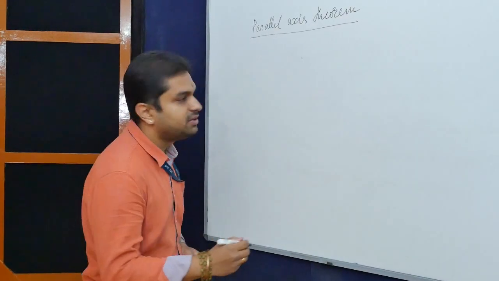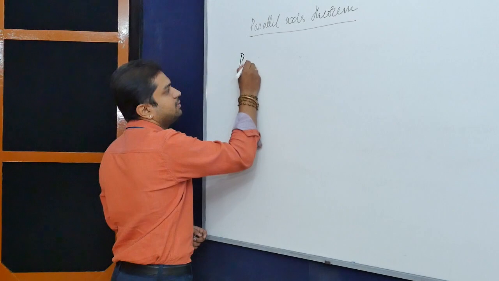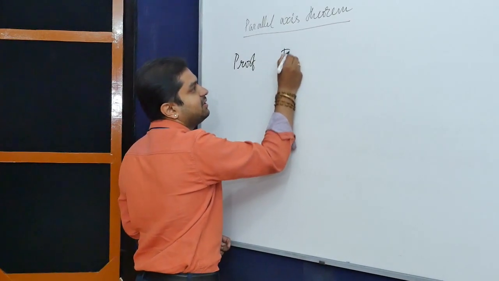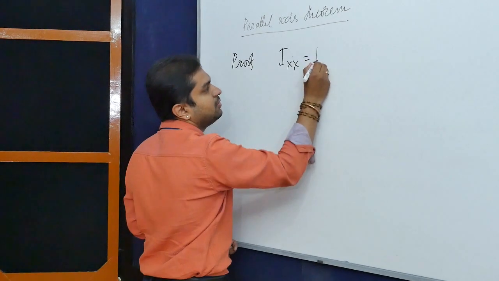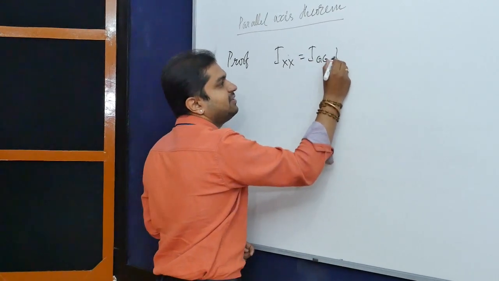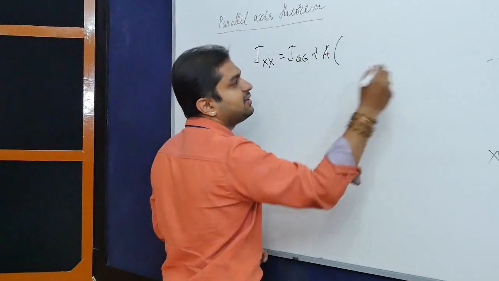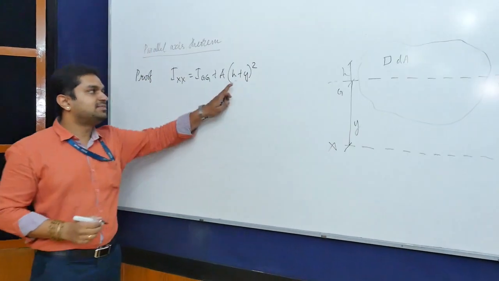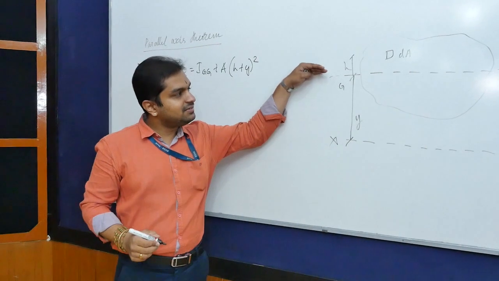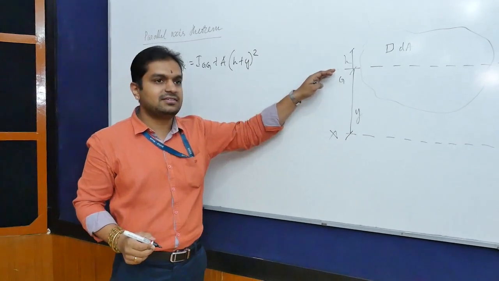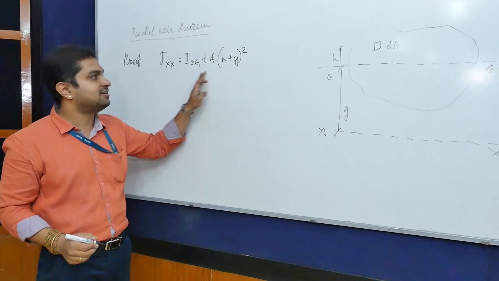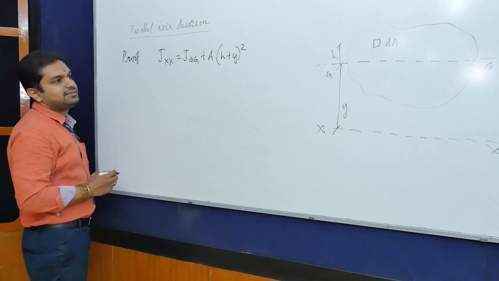We shall now proceed with the proof of the parallel axis theorem. We established the relation for the parallel axis theorem as IXX equals IGG plus A into, in this figure, h plus y the whole square. Again, this distance depends on the elemental strip we consider at a distance h from the reference axis, and this term is variable based on the numerical problem and its nature. So let us try to obtain this expression.